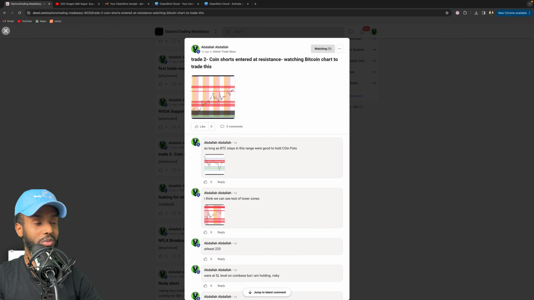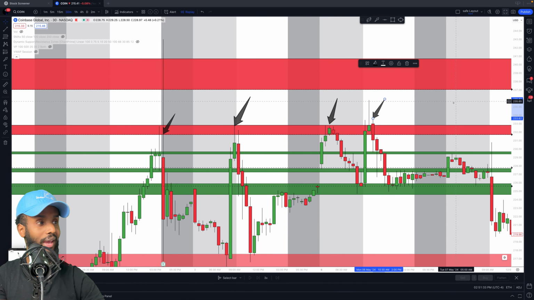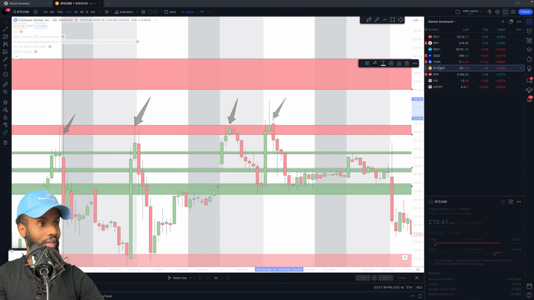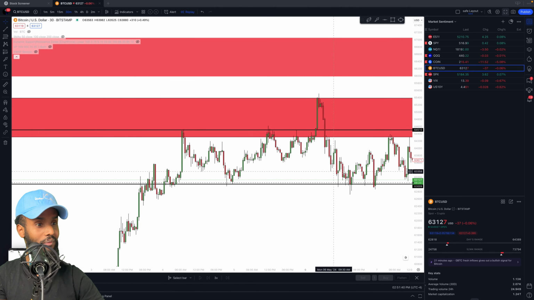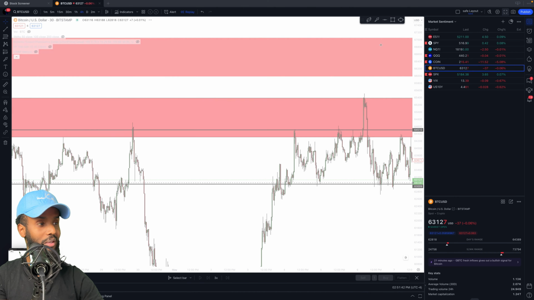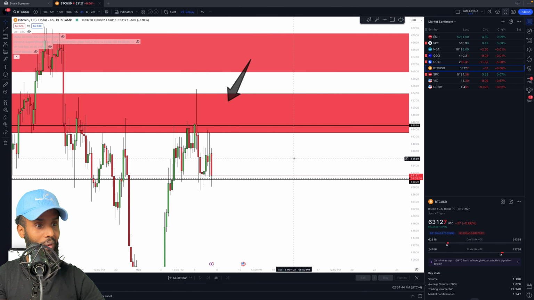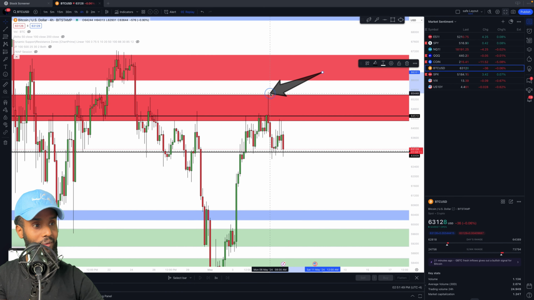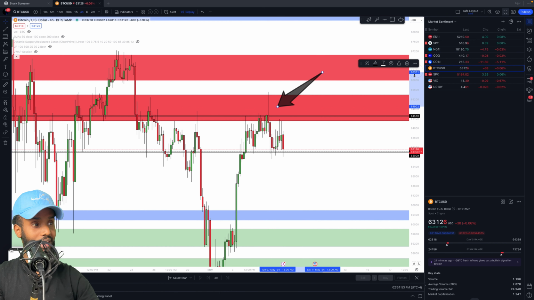When it comes to Coinbase, I like to look at the charts for Bitcoin. And I noticed a similar thing with Bitcoin coming into this resistance level, that we came to this area, but we can see those wicks right there, and we rejected that level.